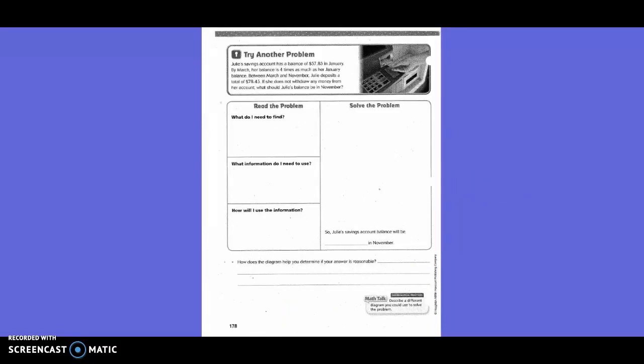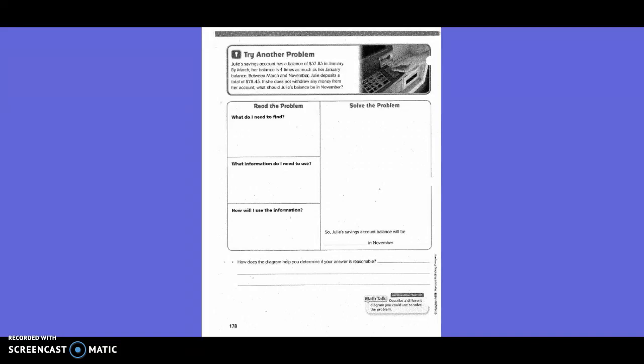Julie's savings account has a balance of $57.85 in January. By March, her balance is 4 times as much as her January balance. Between March and November, Julie deposits a total of $78.45. If she does not withdraw any money from her account, what should Julie's balance be in November?